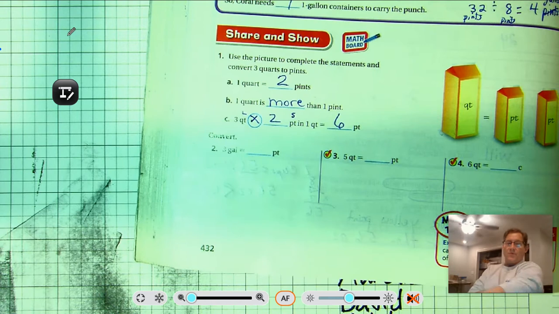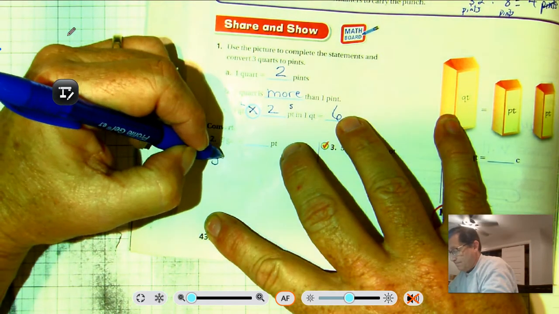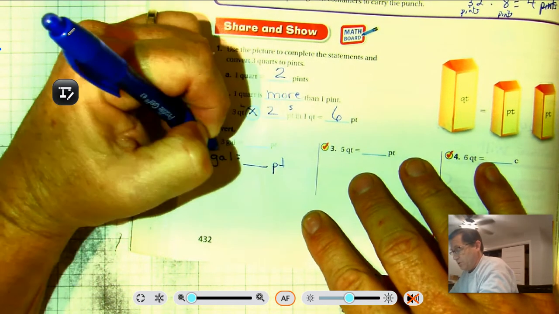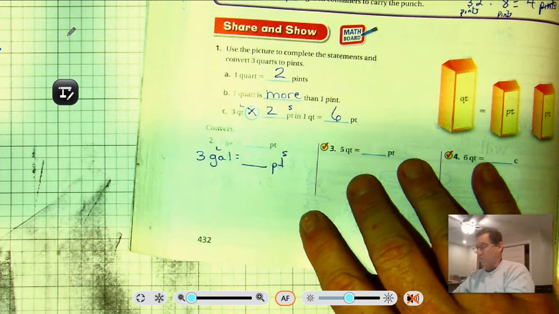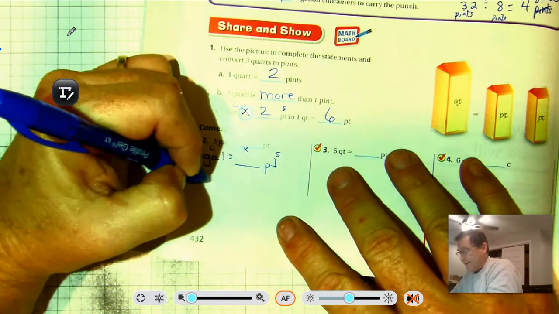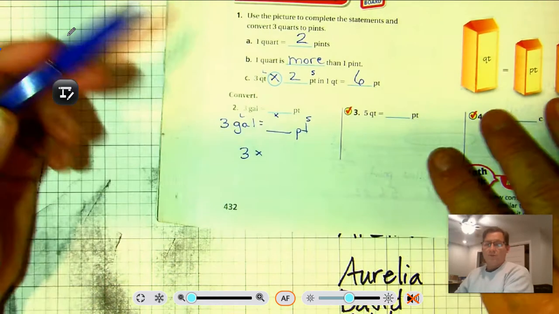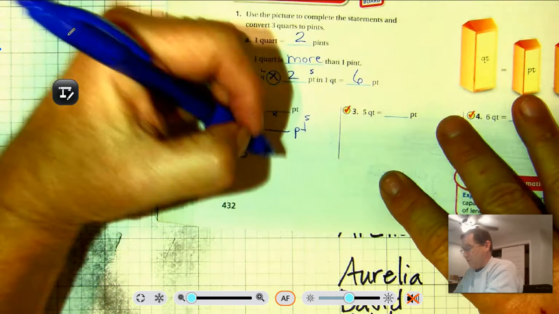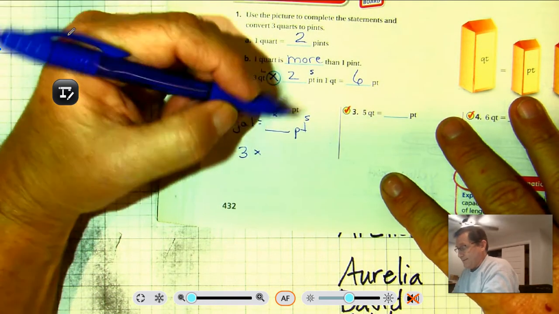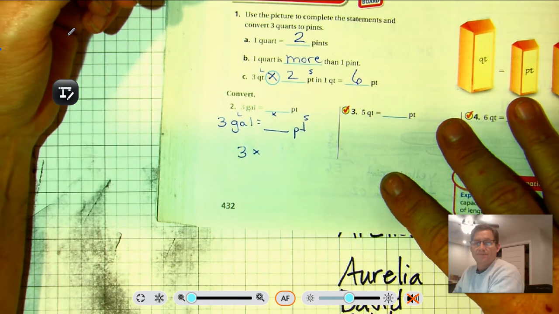All right. How about 3 gallons equals how many pints? Well, we're going from larger to smaller. So we're going to multiply. All right. So 3 times. Now you can change gallons to quarts first. So in that case, we'd say how many quarts are in a pint. It would be 2 pints in a quart.